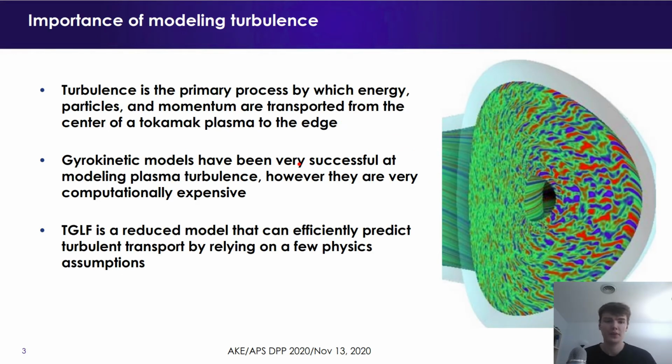Okay, so first it's important to talk about the importance of modeling turbulence. So put simply, turbulence is the process by which energy, particles, and momentum are going to be transported from the center of the tokamak to the plasma edge. And so in order to model this turbulence, generally gyrokinetic models have been used. However, these models are very, very computationally expensive and therefore not always practical. And so what TGLF does is it's a reduced model that is efficiently predicting this transport by relying on a couple physics assumptions.